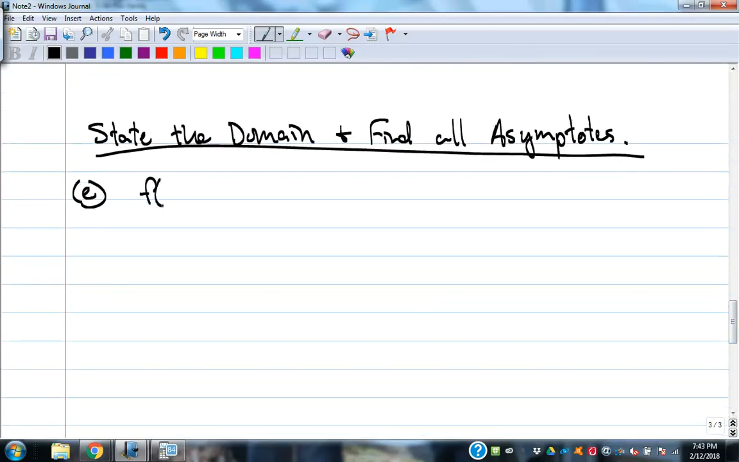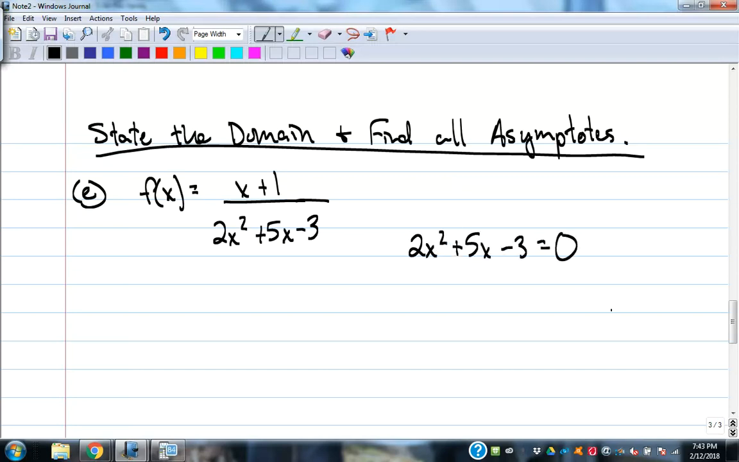All right, so here's our function. F of x is equal to x plus 1 over 2x squared plus 5x minus 3. Okay. So we're looking at that. The first thing they said was state the domain. So I'm going to do that first because I have to find the domain of a rational function before I even simplify it. Even though I could follow some of the rules for the asymptotes here, I'm going to do the domain first because I need to do that before I simplify. So for the domain, we're going to take the denominator and set it equal to 0. 2x squared plus 5x minus 3 equals 0.